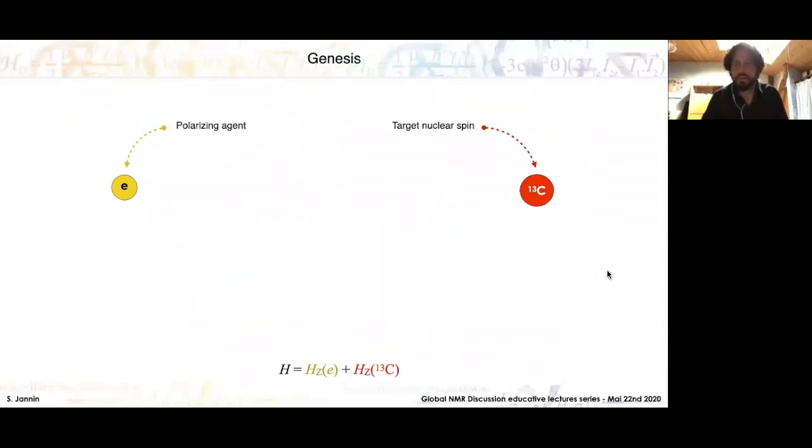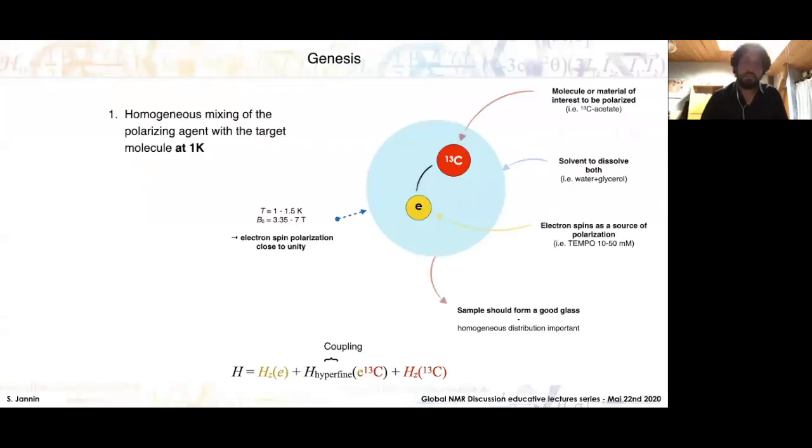So the principle is the following. You want to polarize a target nuclear spin, for example, C13 on the molecule of interest. And the first thing you have to do is bring an electron spin. So you use what we call a polarizing agent, which is often an organic radical, a molecule that has an unpaired electron. And so the first step is to actually mix the radicals and the molecules of interest together. You put your molecule of interest at the highest concentration that you can afford, for example, or it could be a mixture of other molecules.